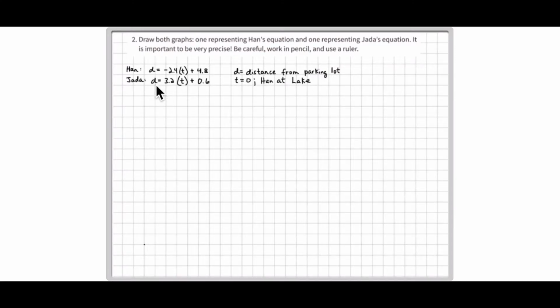And Jada, her distance from the parking lot is, every hour she walks 3 2/10. So she gets 3 2/10 miles farther away from the parking lot. And you also have to add her starting point at time 0, which is 0 6/10. Han's starting point at 0 is 4 8/10 miles away from the parking lot. Jada is 0 6/10 miles away from the parking lot.